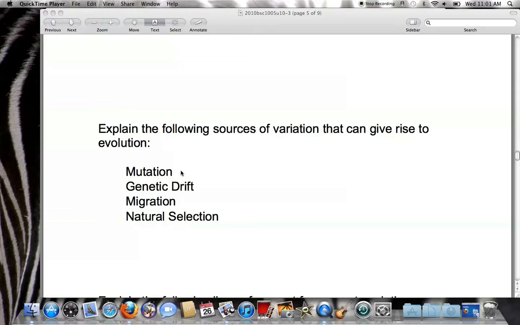The next type of source that gives rise to evolution would be the sense that things happen by chance. Genetic drift is a part of that mechanism.